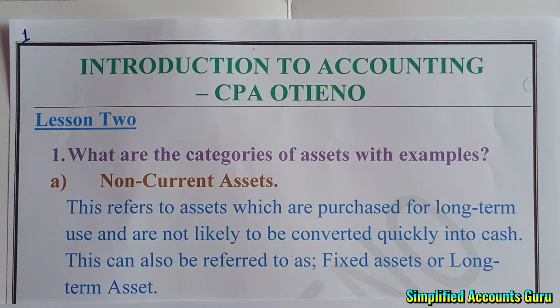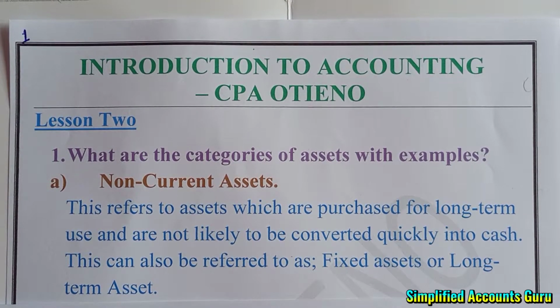So under assets, we have the first category called non-current asset. This refers to assets which are purchased for long-term use and are not likely to be converted quickly into cash. This can also be referred to as fixed assets or long-term assets.